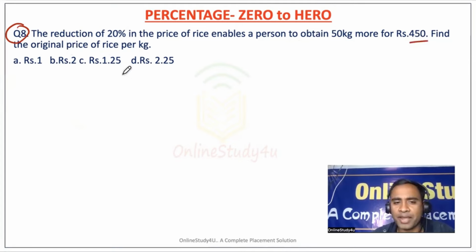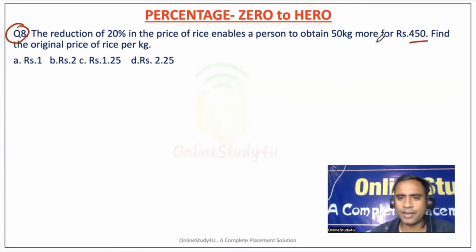Find the original price of rice per kg. Now, if you want to solve this question quickly, you need to remember one concept in your mind. Okay. Now, friends, suppose the price is same. Basically, if the rice price decreases, then a person buys more, 50 kg more, for 450 rupees only.